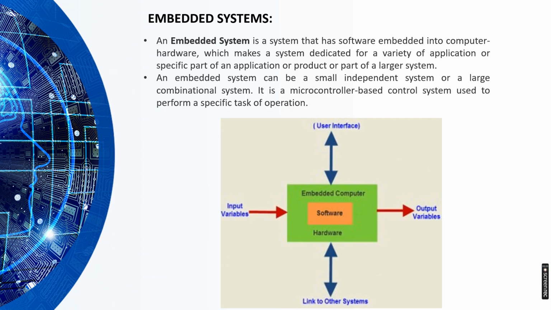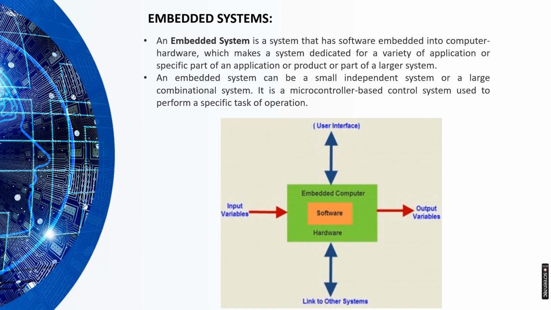Now, embedded systems. An embedded system is a system that has software embedded into computer hardware. It makes a system dedicated for a variety of applications or a specific part of an application, part of a product or part of a larger system. It can be any one of them. An embedded system may be a small independent system or a large combinational system. It is basically a microcontroller based control system used to perform a specific task or operation.